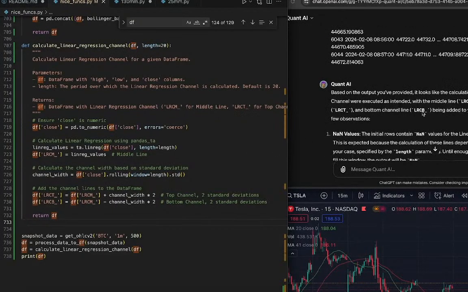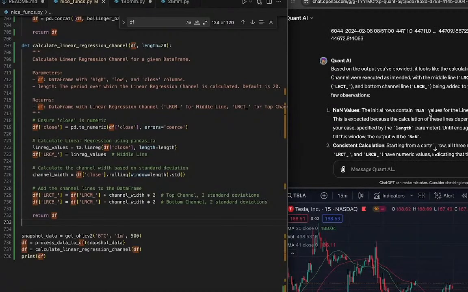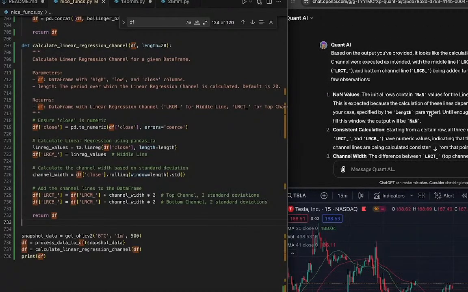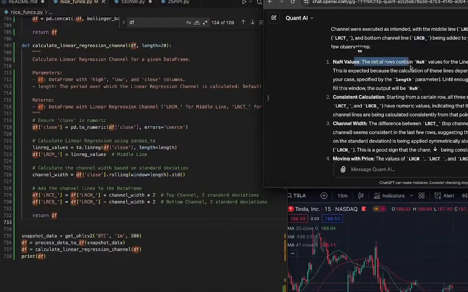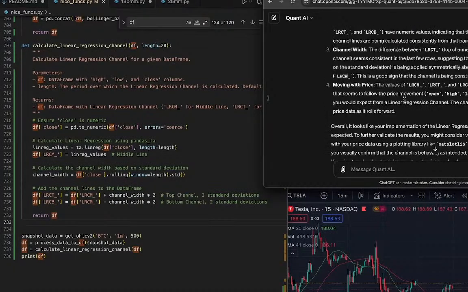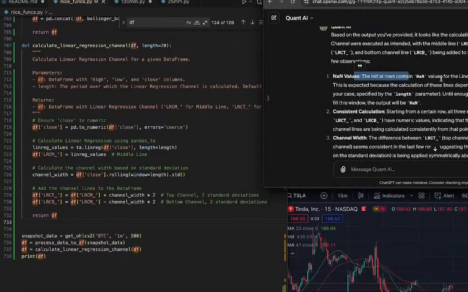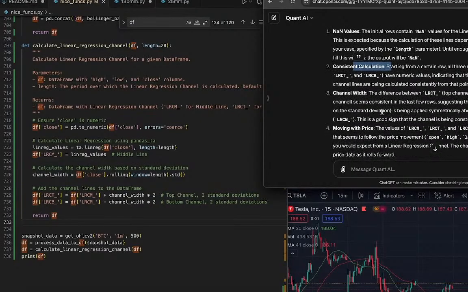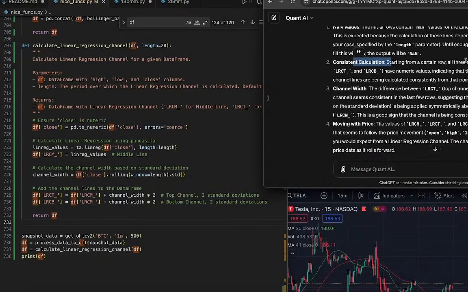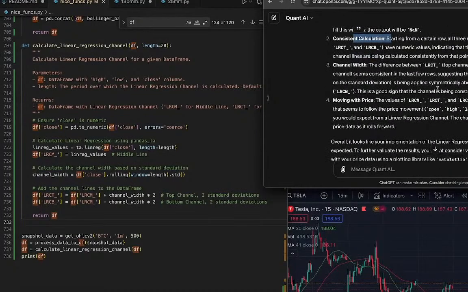And I've been yapping. So based on the output you provided, it looks like the calculations for linear regression channels were executed as intended. The middle LRCM, top channel LRCT, and bottom channel line LRCB are being added to your data. There are a few observations. The NaN values at the start, okay, I don't care about this. No, slow down. The values don't have consistent calculations starting from a certain row. All three new columns have numeric values, indicating the linear regression and channels are being calculated correctly.